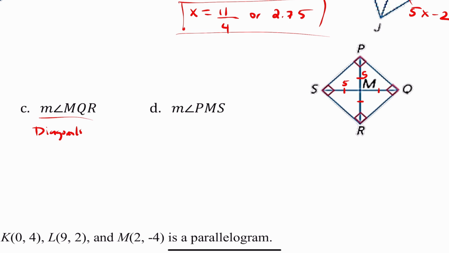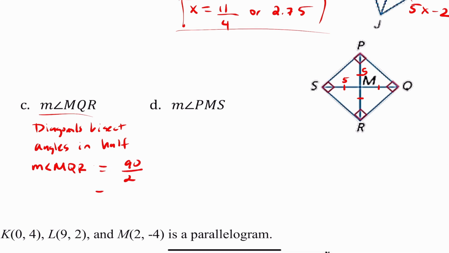Diagonals bisect angles in half. So the measure of angle MQR is 90 divided by 2, or 45 degrees. Okay? Because, once again, the square being a rhombus means that the diagonals bisect angles in half. Okay?